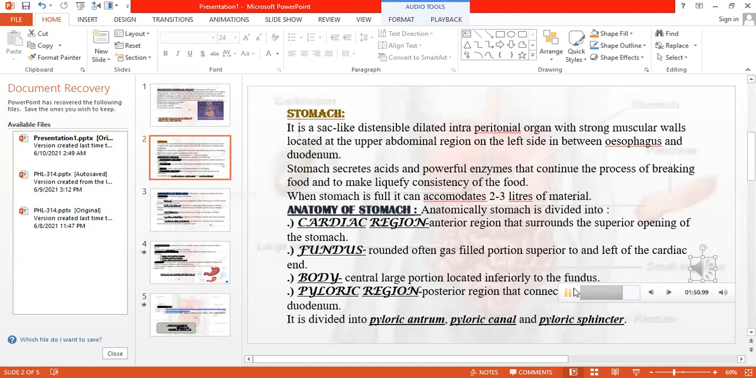When we talk about the fundus and body, the fundus is a round portion that is often filled with gas, and it is superior and left to the cardiac end. The body is basically the central large portion of the stomach and it is located inferiorly to the fundus. The pyloric region, as I have explained before, is a posterior region of the stomach, and it connects the stomach to the duodenum. It has also been divided into the pyloric antrum, pyloric canal, and pyloric sphincter.